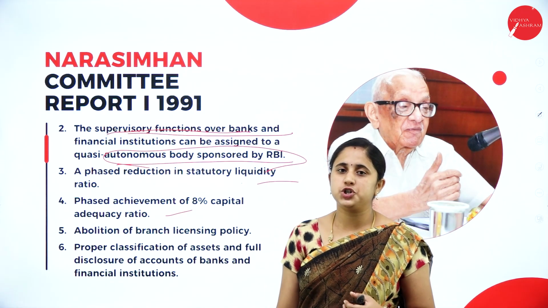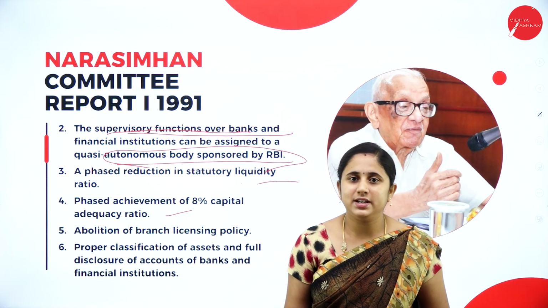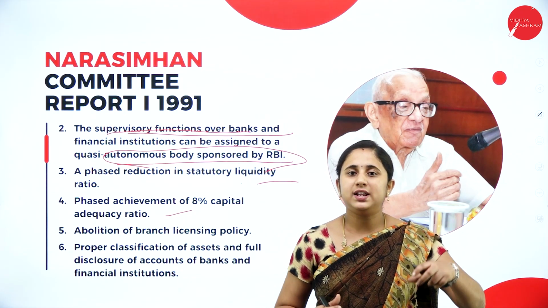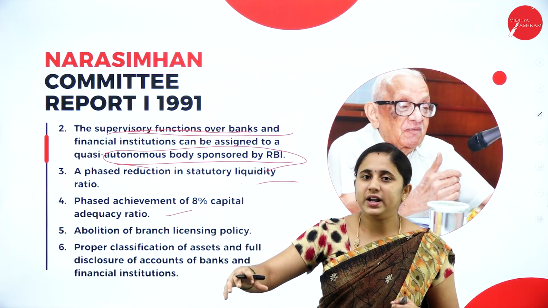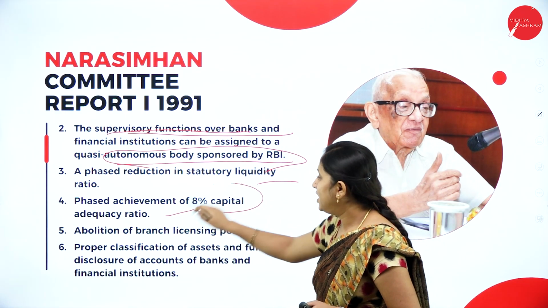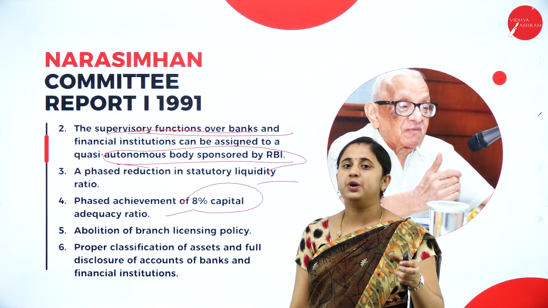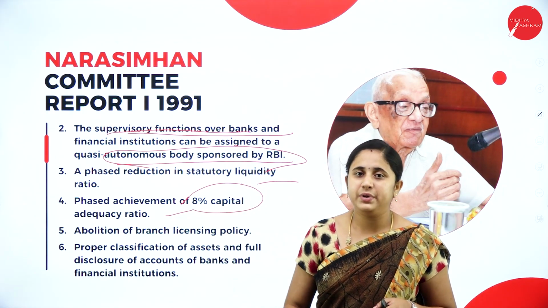Capital adequacy ratio is the ratio of total capital to the risk weighted assets as well as liabilities. So in the banking sector, total capital to risk weighted assets and liabilities. You need to achieve an 8% capital adequacy ratio between the total capital and risk weighted assets and liabilities.